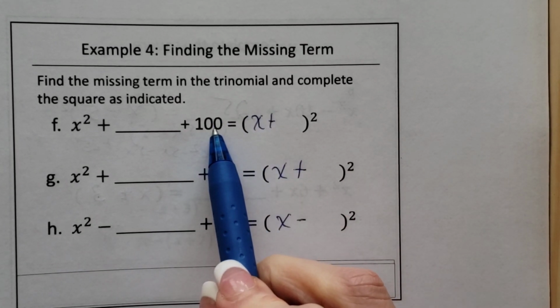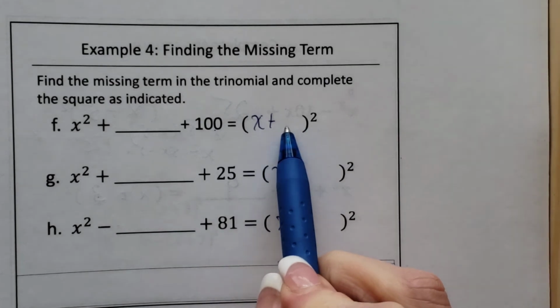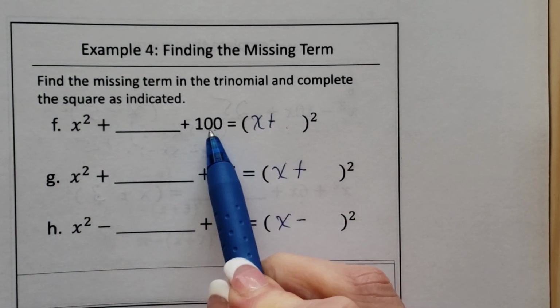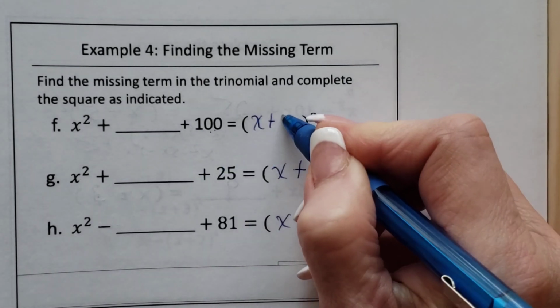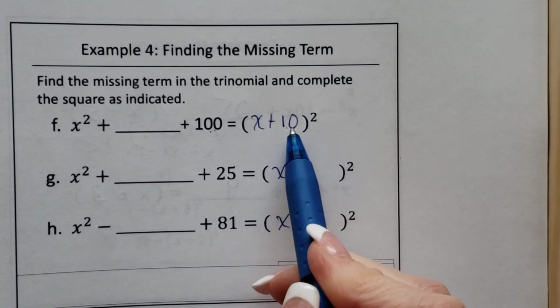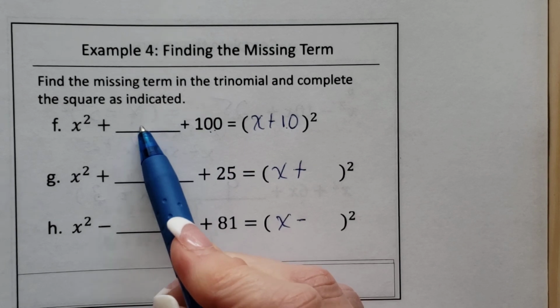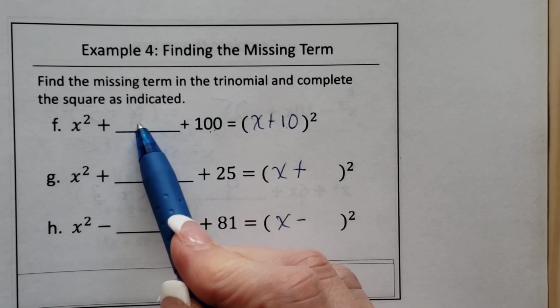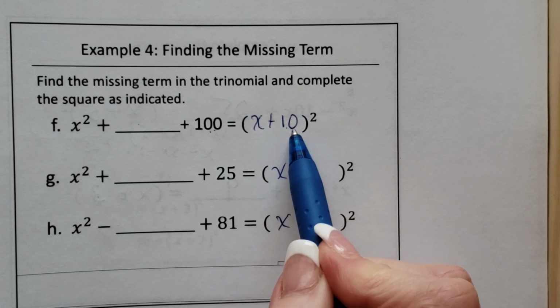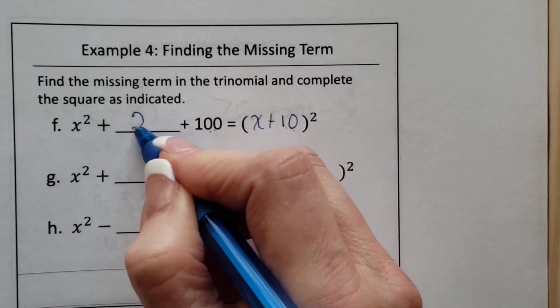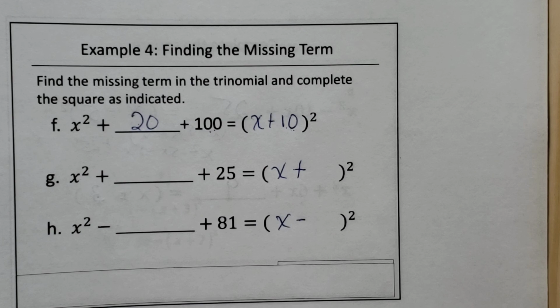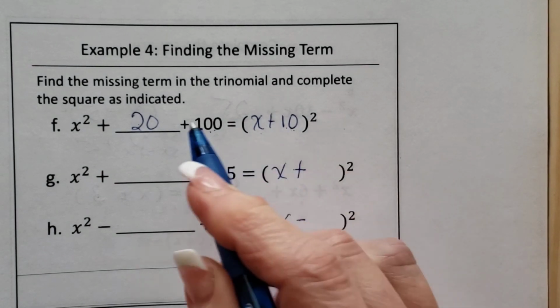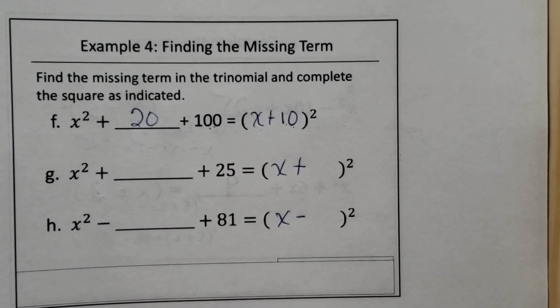To get from here to here, all we do is find the square root of this number. So the square root of 100 is 10. And then how does this number compare to this one? This number is half of this one. So I'm going to multiply 10 by 2, and I get 20. Okay, and then if I wrote this out and foiled it, I'd get here. I'd get the same thing.